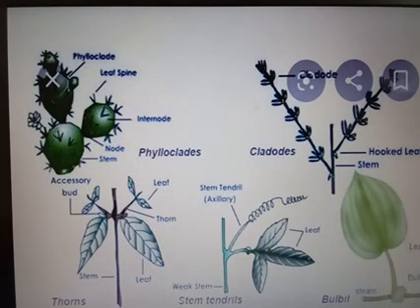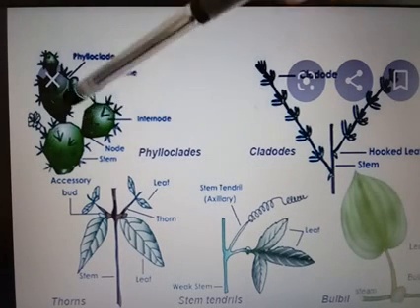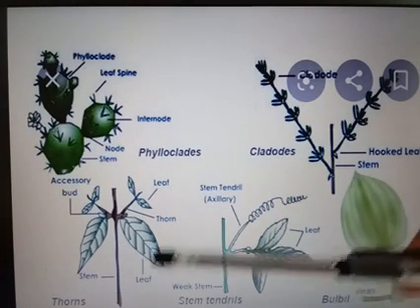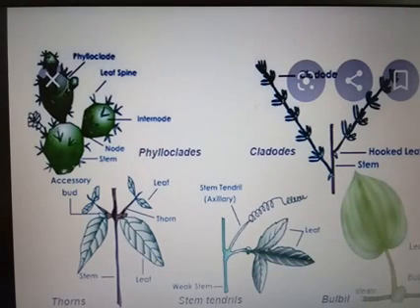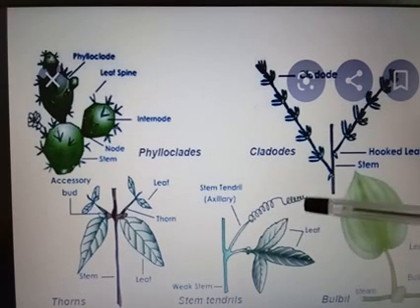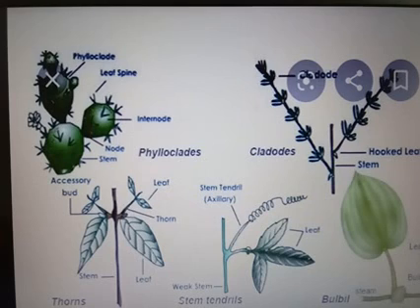Look here. This is a picture of Opuntia. Here the flattened stem is known as phylloclade. And here is the stem having thorns. The thorns are modifications of the axillary bud. And here the picture has a tendril. This spring-like structure is a tendril. These tendrils are modifications of the axillary bud. The only exception is the grapevine, where the tendrils are formed from the apical bud, not from the axillary bud.